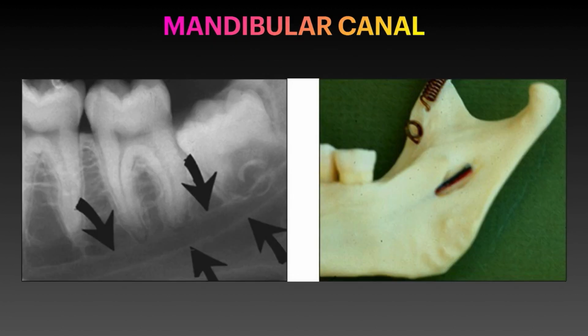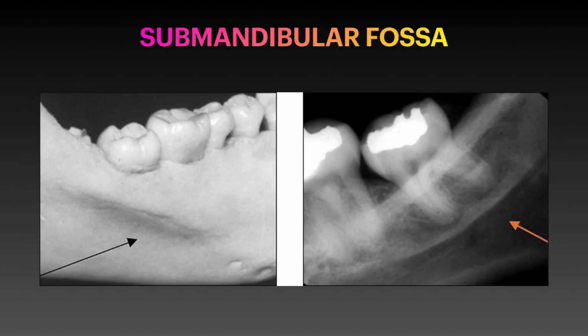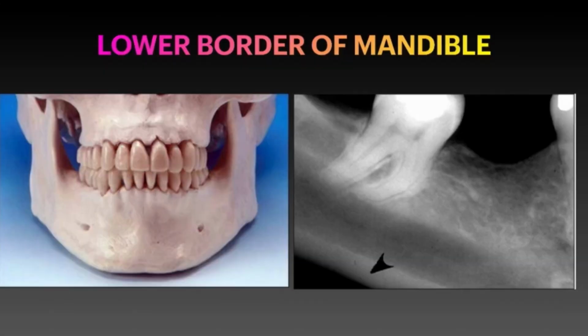Mandibular canal. It is a tube-like passage through the bone that travels the length of the mandible. It extends from the mandibular foramen to the mental foramen. Submandibular fossa. It's a scooped out depressed area of the bone located on the internal surface of the mandible, inferior to the mylohyoid line. It houses the submandibular salivary gland. Lower border of the mandible. As the name suggests, it is the lower border of the mandible. It's rarely seen on periapical projections.